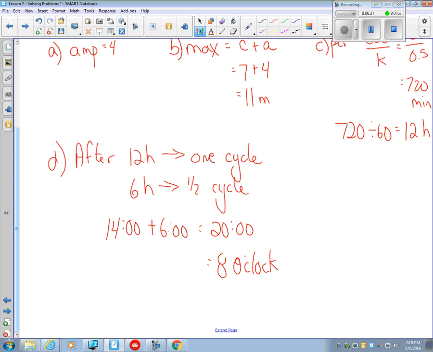Okay, and that takes us through some problem solving, a little bit of everything in that lesson, right? Being able to work with equations, work with tables, make equations, and solve some simple problems. Okay, and that takes us to the end of the periodic functions unit.